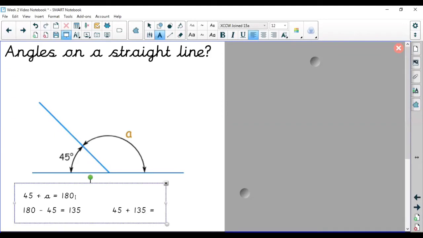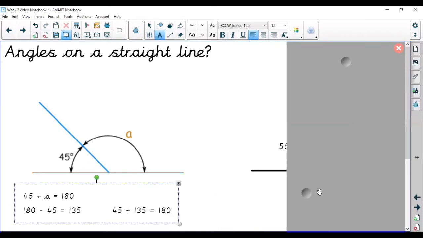I'm not going to do 45 add 135. I'm going to switch it around because it doesn't matter. That's 135 add 45. So 135 add 40 is 175. Add the 5 is 180. No, not 190, 180. There we go. So that's how we deal with angles in a straight line.